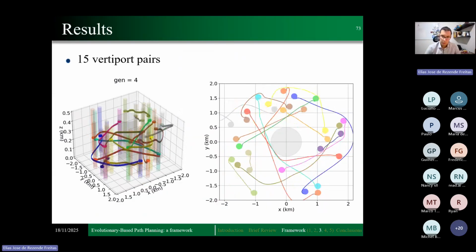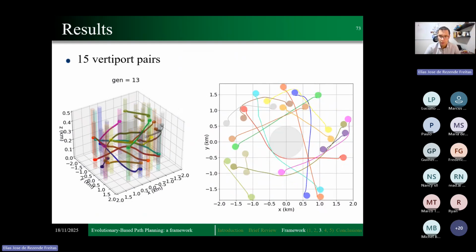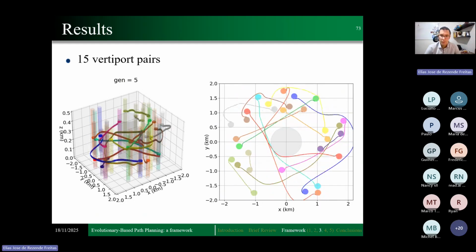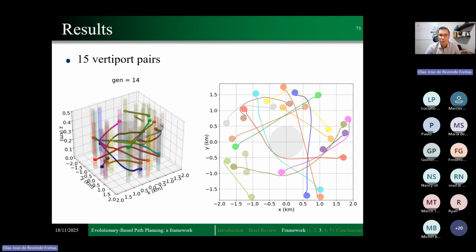Let me show some results. This animation presents the 15 air corridor paths generated by our planning, illustrating how they evolve to minimize total path length while avoiding the central no-fly zone and remaining within the safe altitude regions.